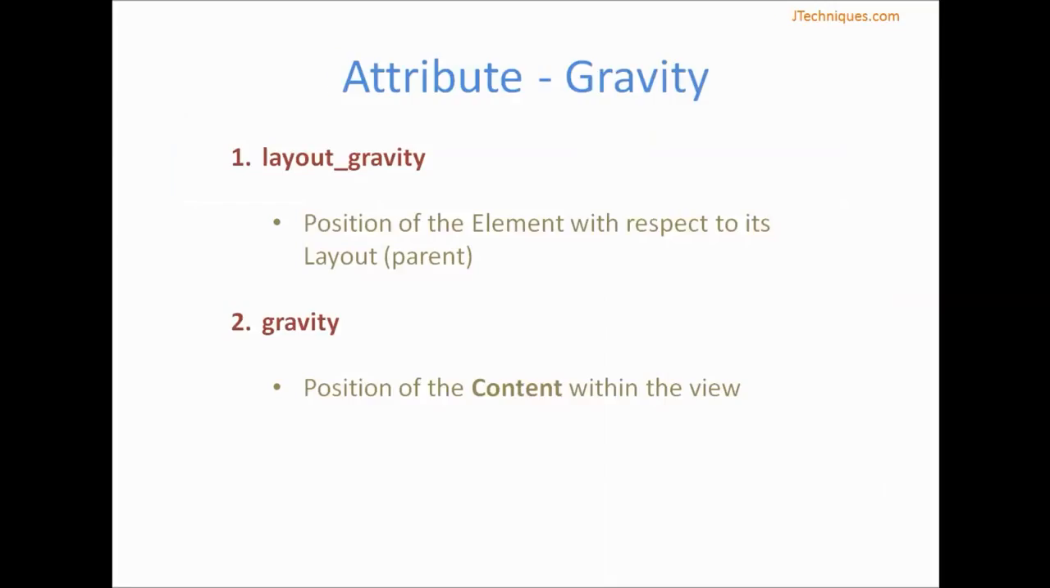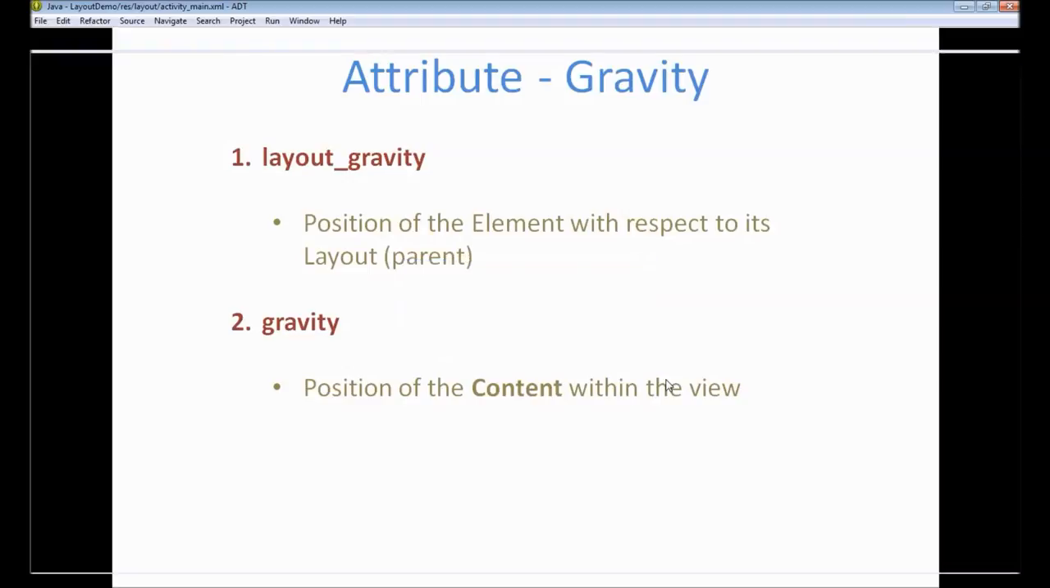The next important attribute is called gravity. Gravity attribute is used to position our element in the view, basically align them in different ways, either top or bottom on the right side. There are two important attributes. First is the layout gravity and gravity. What's the difference? Layout gravity positions the element with respect to its layout or its parent, whereas gravity positions the content of a element. Let's look at an example.